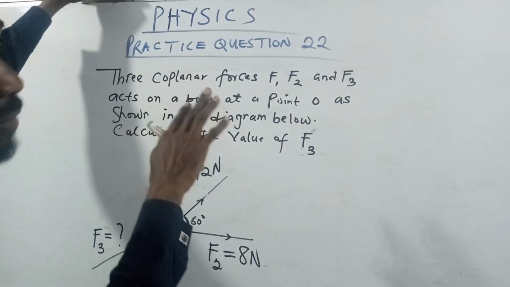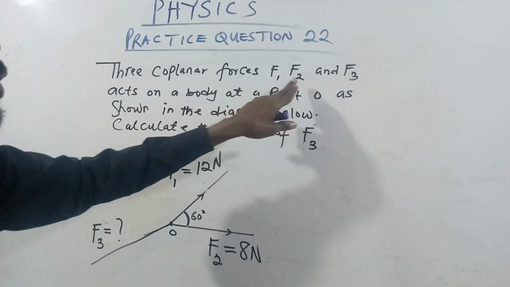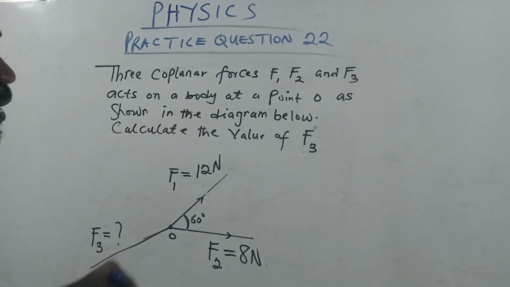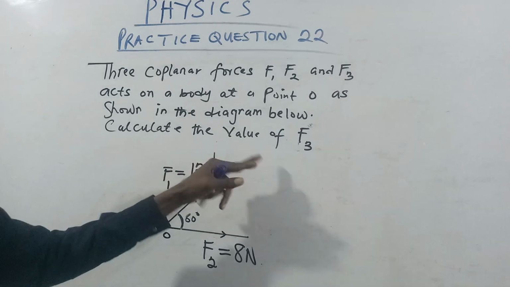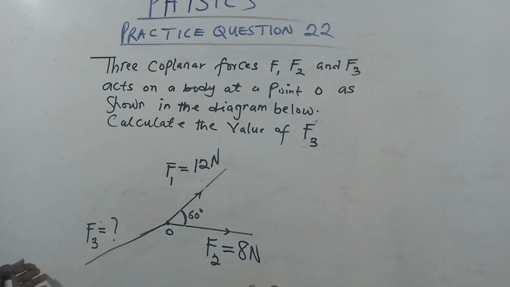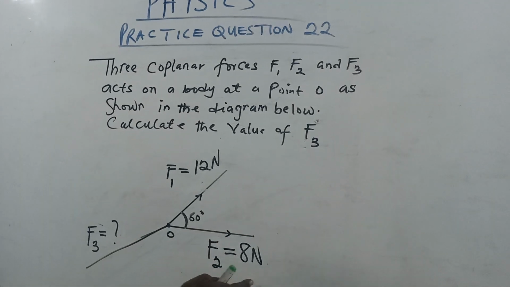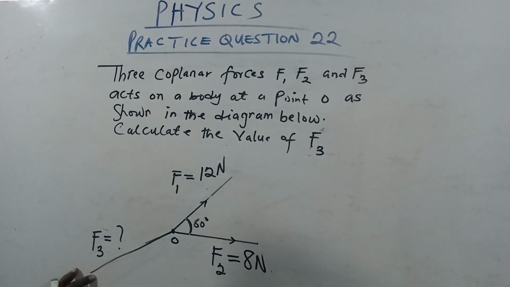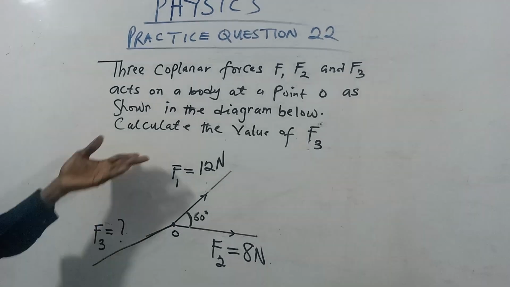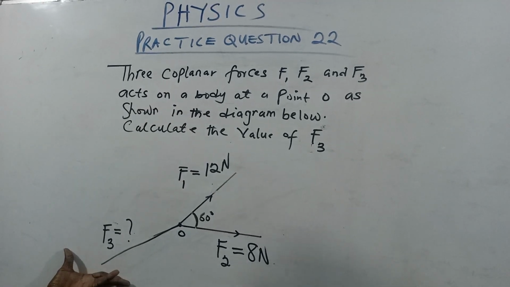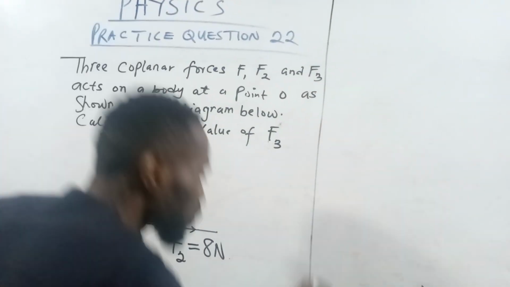Today we're going to take a look at a very simple problem in physics. Three coplanar forces F1, F2, and F3 act on a body at point O as shown in the diagram below. Calculate the value of F3. Now you can see the diagram. These three forces: F1, 12 Newton, F2, 8 Newton, and another force F3 of unknown value. So we are told in the question to calculate the value of F3. How do we solve this problem? Let's go together as we solve this problem.